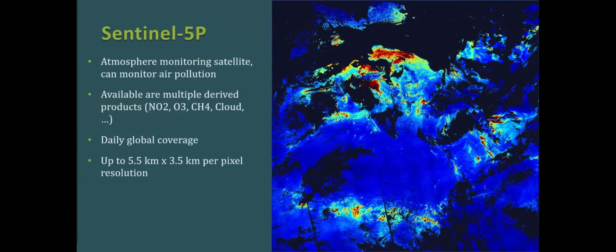One nice thing about Sentinel 5P is it offers daily global coverage, and the resolution is up to about 5.5 times 3.5 kilometers per pixel. This may not seem like a lot, but it is actually considerably better than previous generation satellites. So for this purpose, the resolution is actually high.